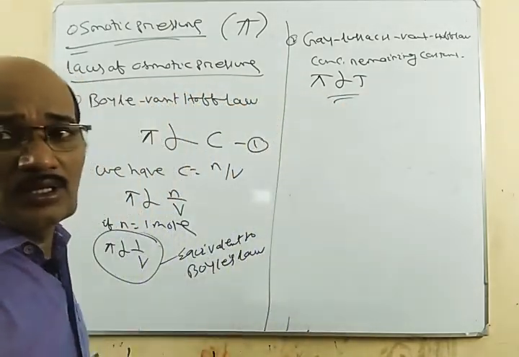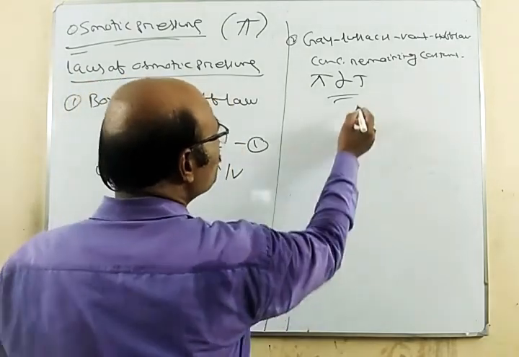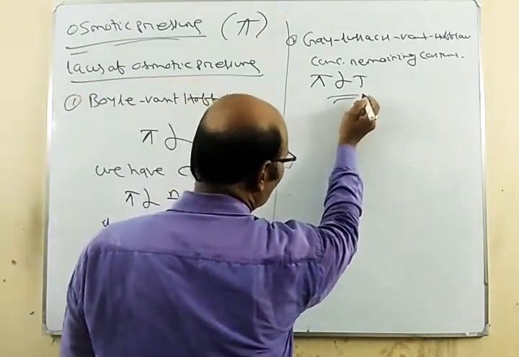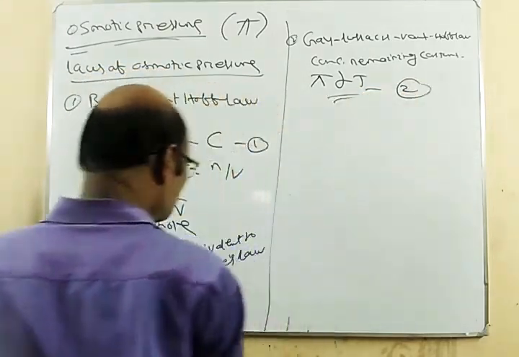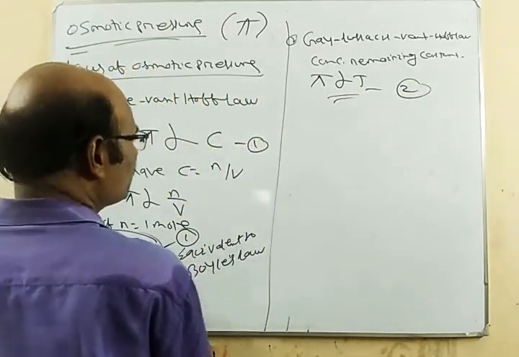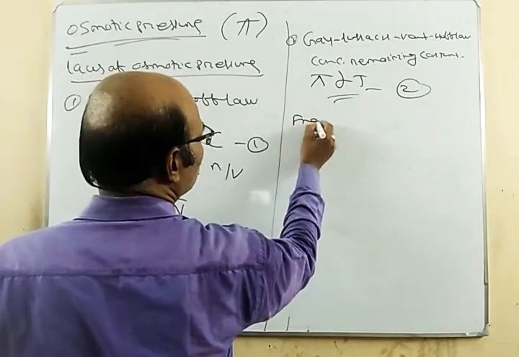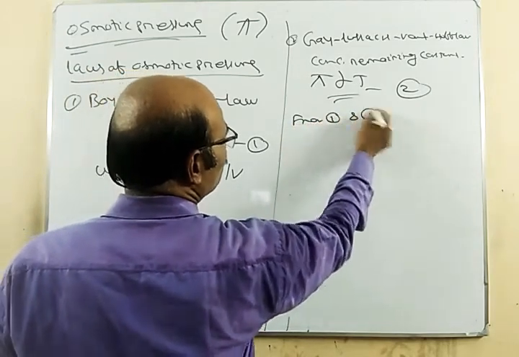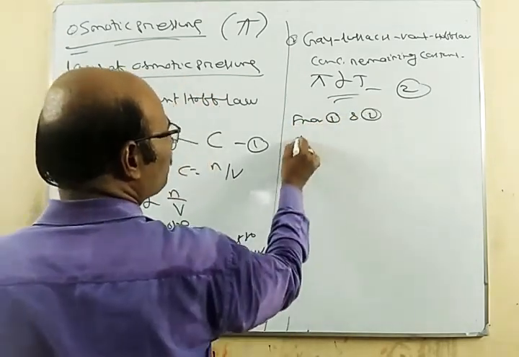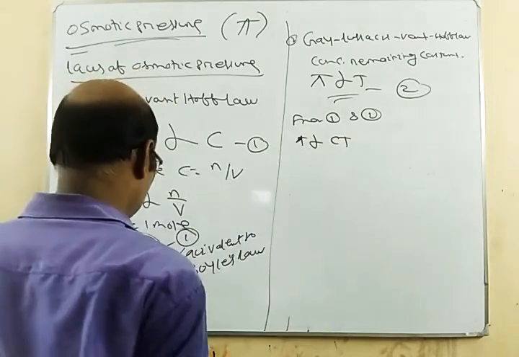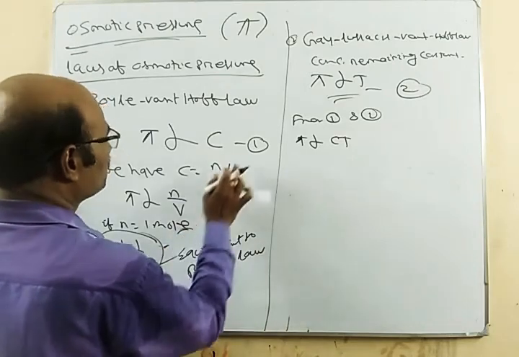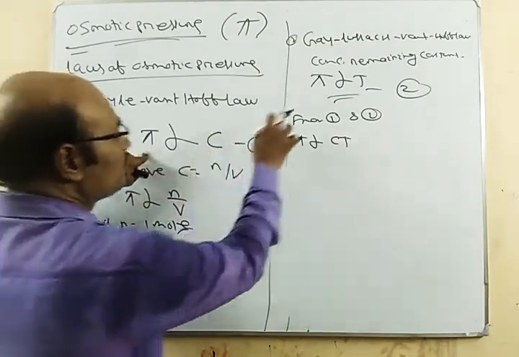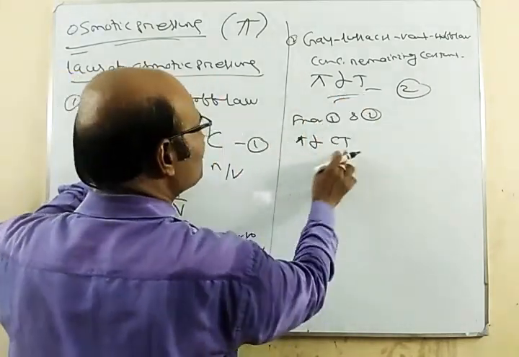And this is also equivalent to what? We take this as equation 2 and that as equation 1. Now from 1 and 2 we have pi proportional to what? CT. Pi is proportional to C, pi is proportional to T, so pi is proportional to CT.